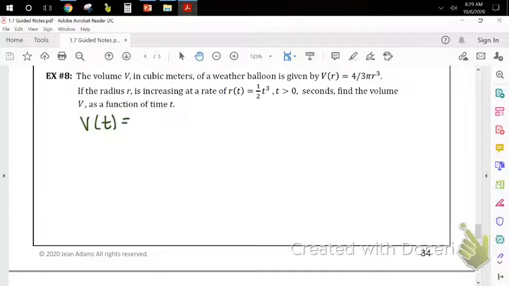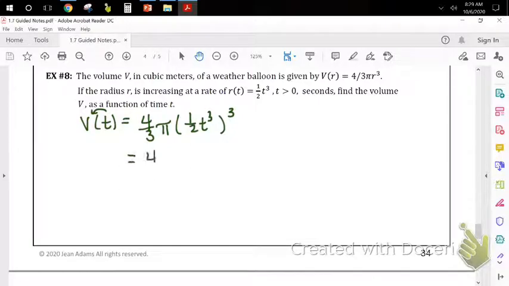So we're going to take V on the outside, so it's our skeleton, and we're going to plug t into it. So V is our skeleton. So 4/3 pi, those are both numbers, and then r is our variable cubed. And we're going to plug t into it, and r of t is 1/2 t cubed. So now we just need to simplify that.